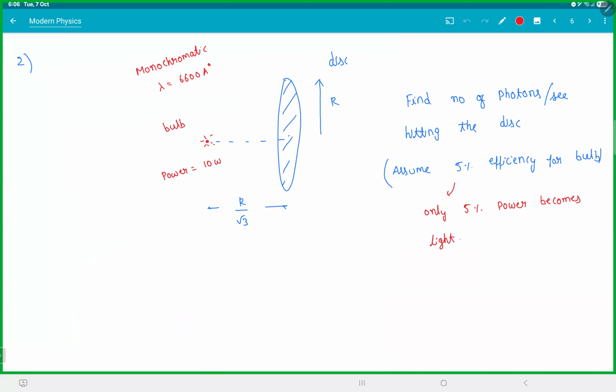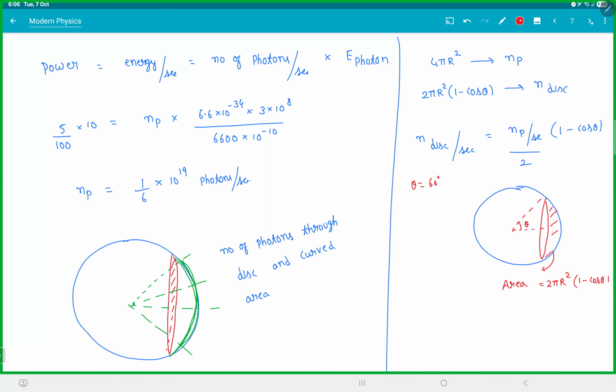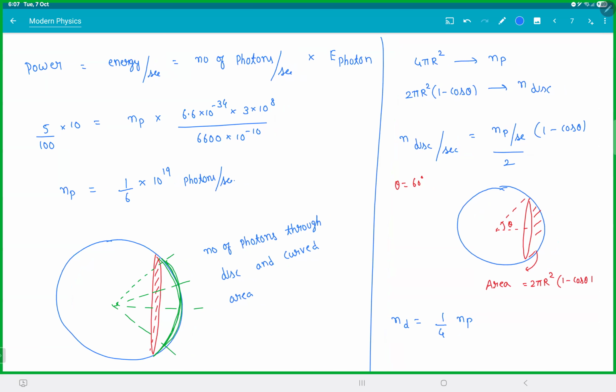Tan theta is root 3. So the number of photons through the disk will be 1/4 of the number of photons. Clear with this? Check it out, that would be the important thing. Every photon that passes through the disk will pass through that curved area. So for the full 4 pi r square, a sphere, it will be the total number of photons. For this much area, how many photons will be there? This question is quite similar to your flux question.